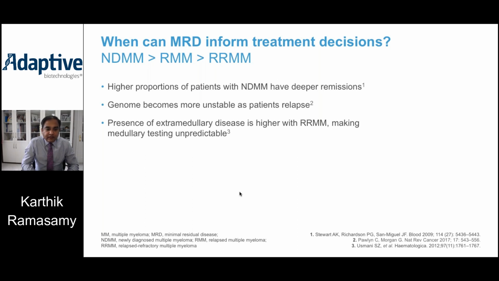We also know that the genome becomes more unstable over time as patients relapse, and we have enrichment of high-risk clones in relapsed myeloma patients. We also know that the presence of extramedullary disease is high in relapsed refractory myeloma, and therefore relying solely on medullary testing in the MRD techniques that have been discussed to date is rather unpredictable.